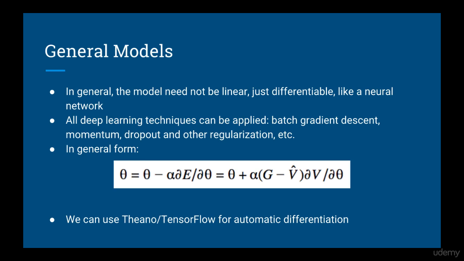In general though, theta can be the parameters of a neural network as well, and all of the techniques we've learned about neural networks can be applied. That includes batch gradient descent, using momentum to speed up gradient descent, using dropout and other types of regularization, and so on. And of course, since the gradient can get quite complicated, we don't want to calculate it ourselves. We can use libraries like Theano and TensorFlow to do automatic differentiation.